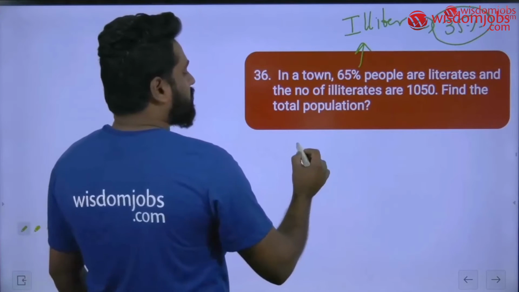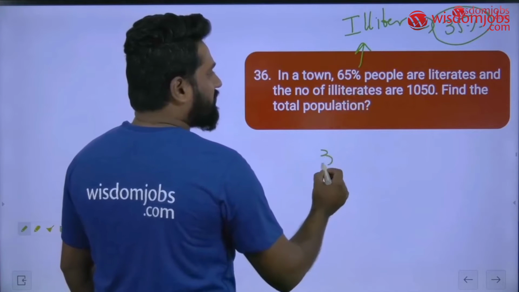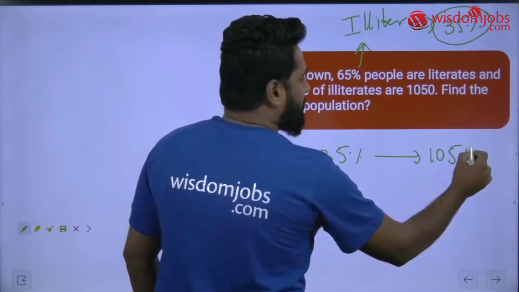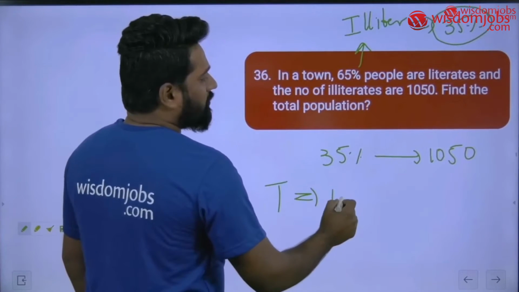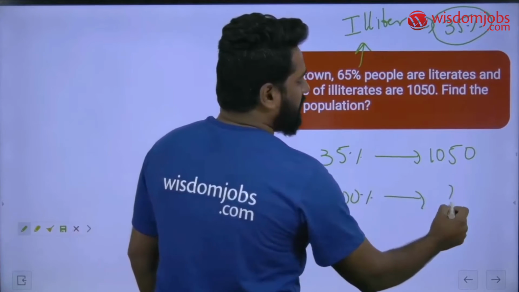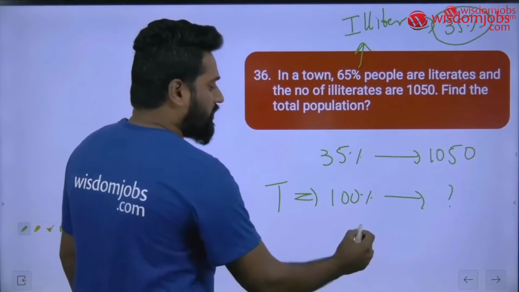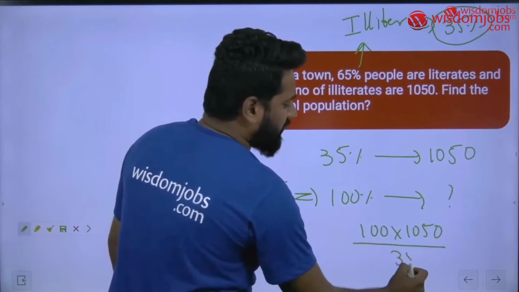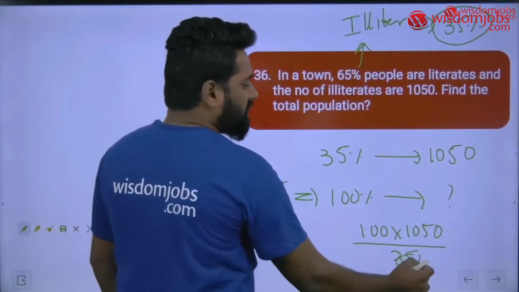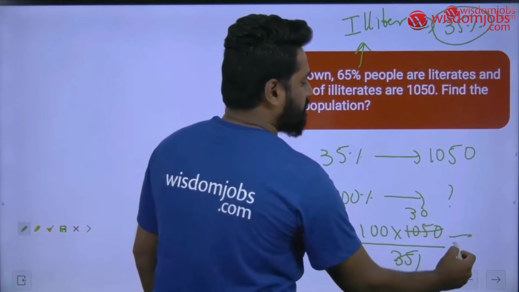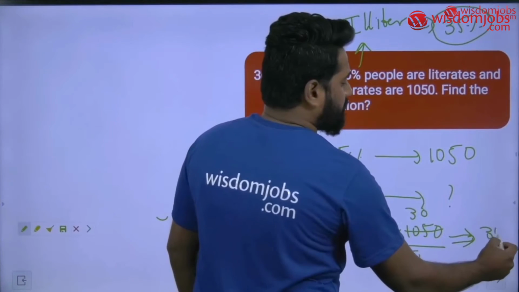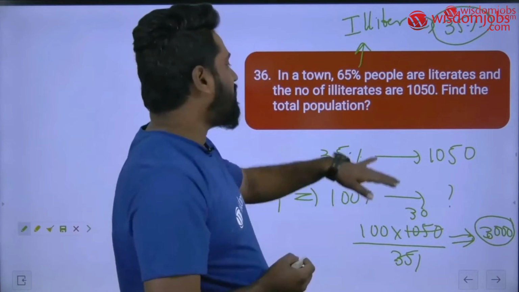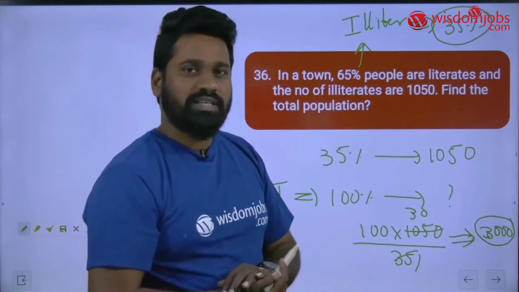What I am writing is: the percentage and number of illiterates are given. See, 35% indicates this number 1050. So the total population is asked, you can find 100%. So that becomes your answer. So it is how much? 100 into 1050 divided by 35. So 35 ones are 35, 35 threes are 105, so 3000 people indicates the total population of the town. Is it clear? Right.